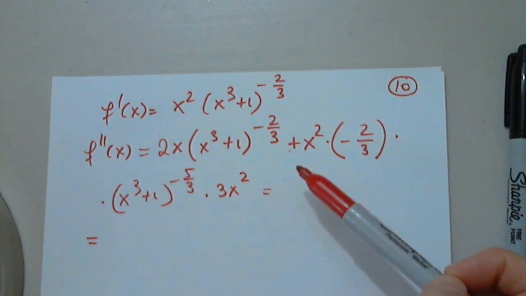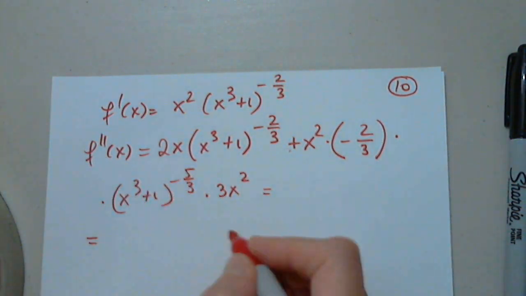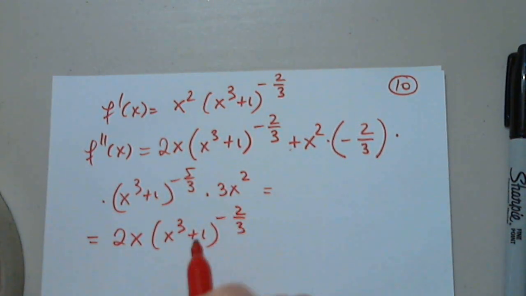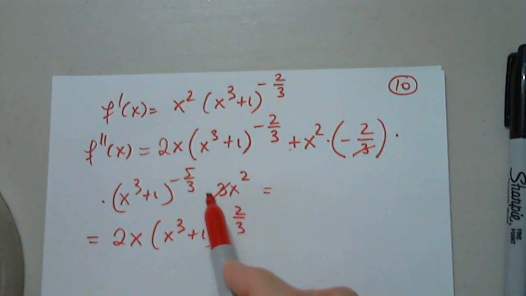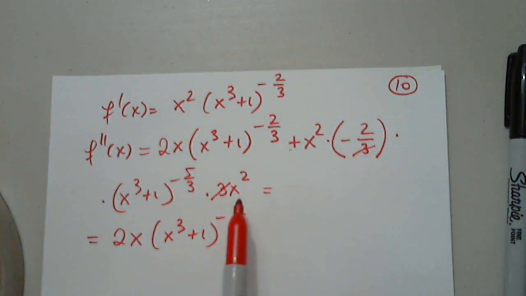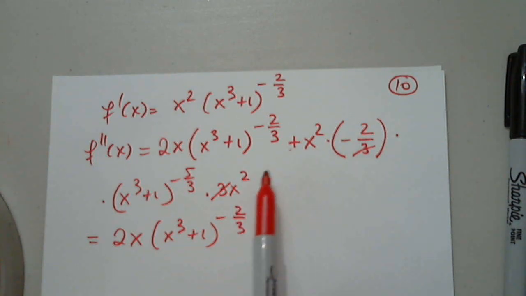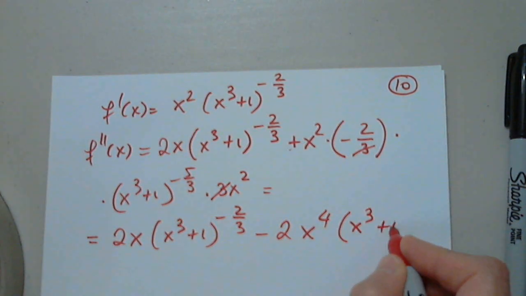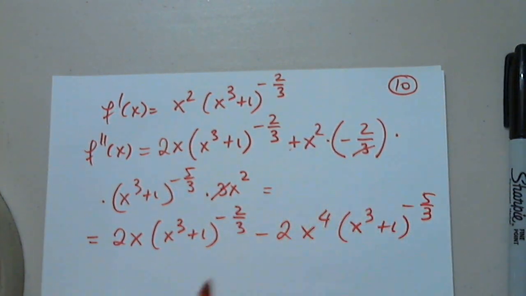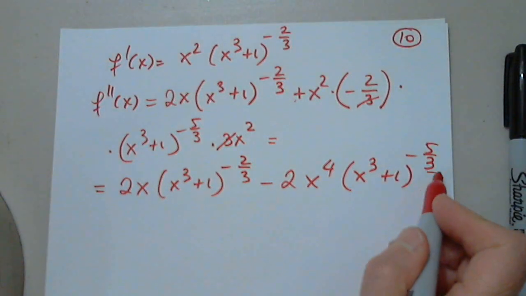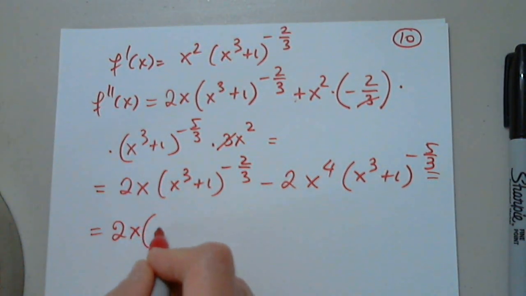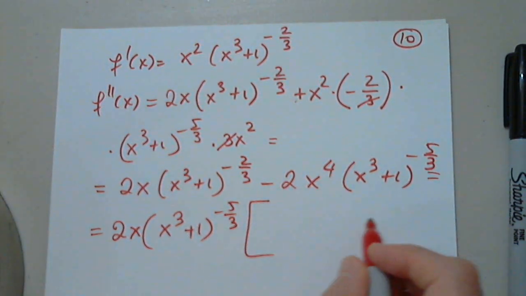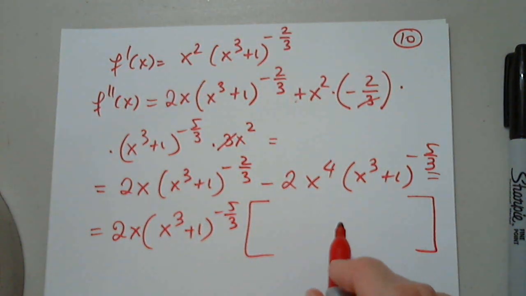I'm going to have to write it again. So 2x, (x cubed plus 1) to negative 2/3. So at least the 3 will go away, fine. And then I have x squared with x squared, so this is x to the 4th, and minus 2x to the 4th, (x cubed plus 1) to negative 5/3. Gee whiz. If I don't factor out, I'll be in trouble.